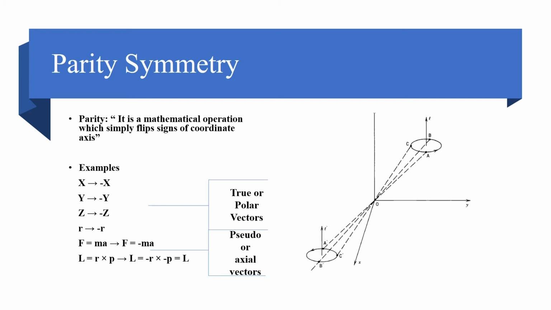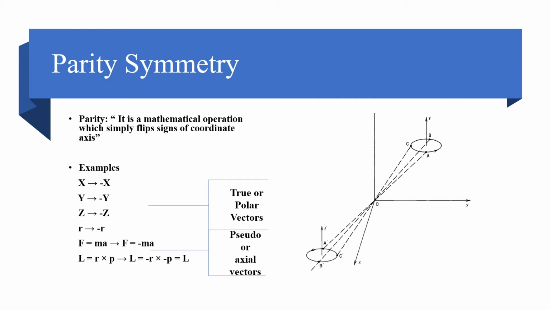So let's start with the parity symmetry. What is parity? Parity is a mathematical operation which simply flips the sign of the coordinate axes. For example, if we are working in an xyz plane, x will shift to minus x, y will shift to minus y, and z goes to minus z. I mean, the axes are all inverted and we move from a right-handed system to a left-handed system. So if we take the position vector r, it moves to minus r.